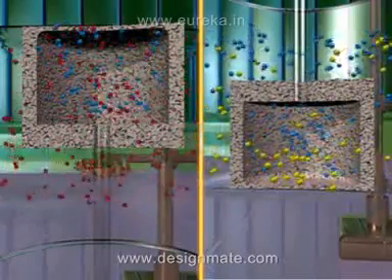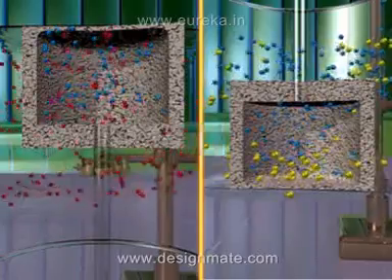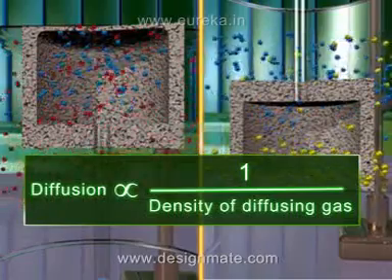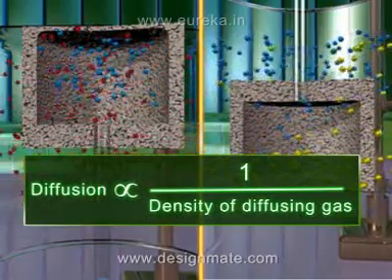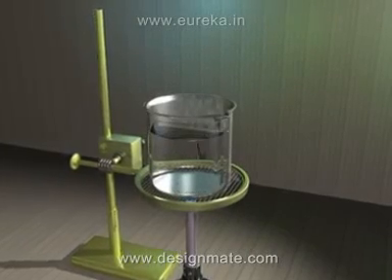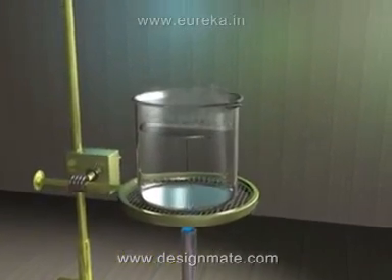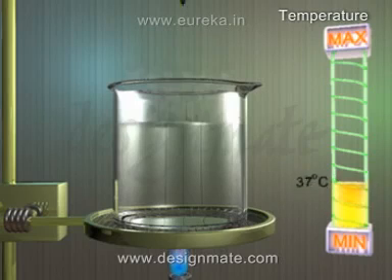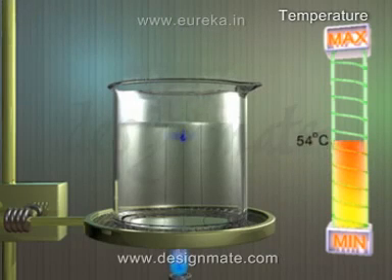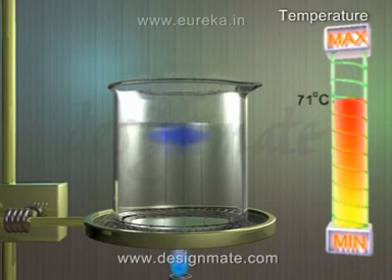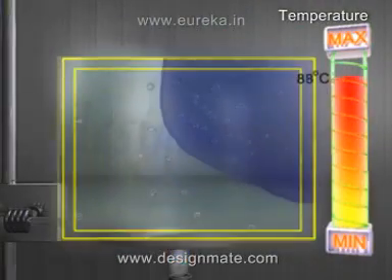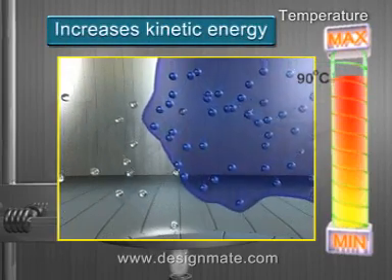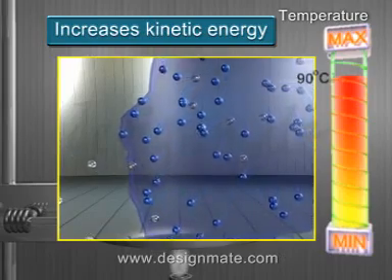So from these experiments we can conclude that the density of the diffusing gas inversely affects the speed of diffusion. Next, let us see the other factors on which diffusion depends. If the temperature of the liquid or gas is increased, the speed of diffusion also increases considerably. This is because an increase in temperature increases the kinetic energy of the molecules, due to which the rate of diffusion increases.